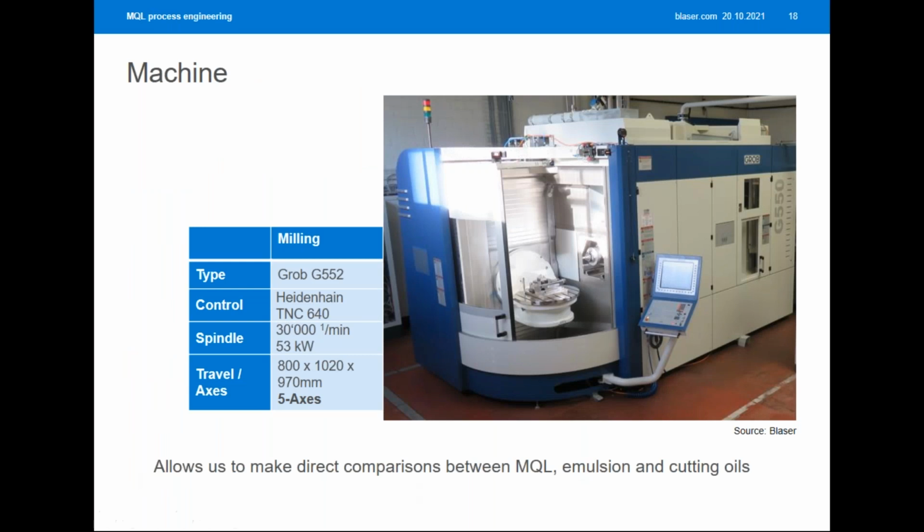And for us to be able to do process engineering for customers, we do have a machine in our technology center where we are engineering processes together with our partners for our customers. And the machine allows us to make direct comparison of processes of MQL with emulsions or with neat oils.